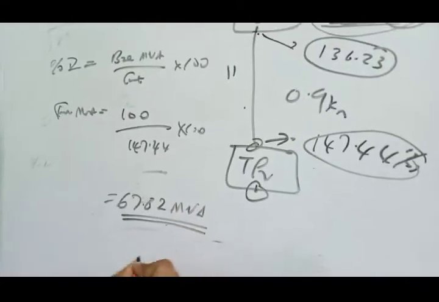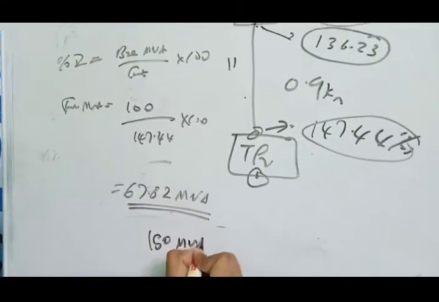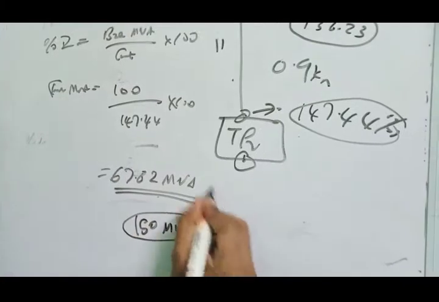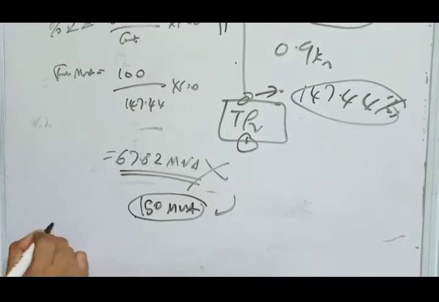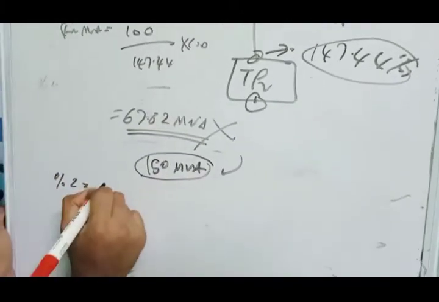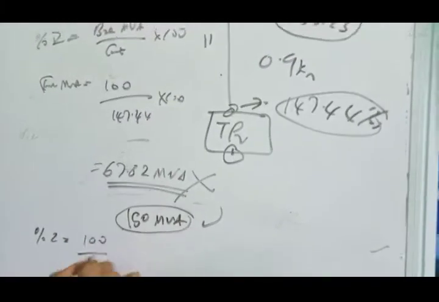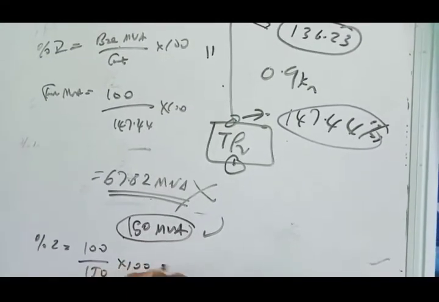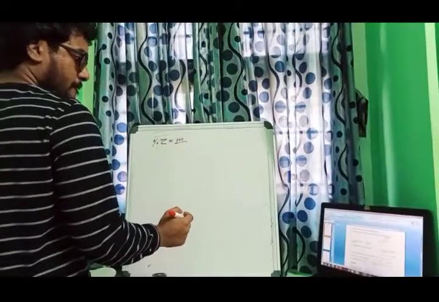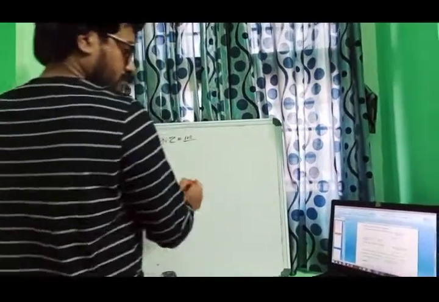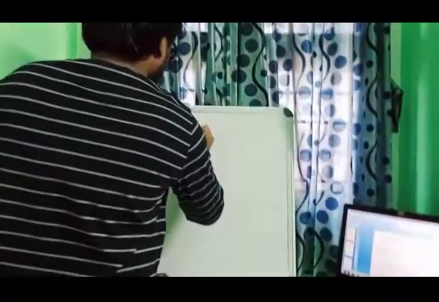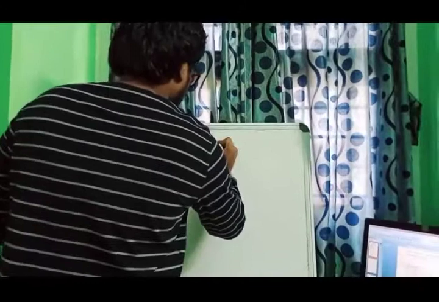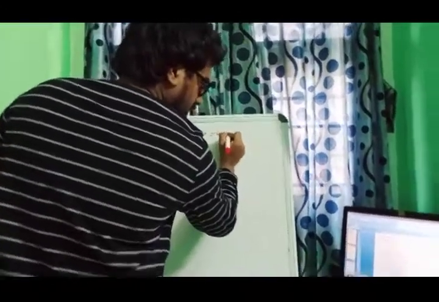We have a minimum standard of at least 150 MVA considering future requirements, so we take this and ignore the calculated value. Now converting this back into a percentage value for further calculations, percentage Z equals base MVA, using this same equation, 100 by 150 MVA into 100, which comes around 66.67%, considering the assumed value.